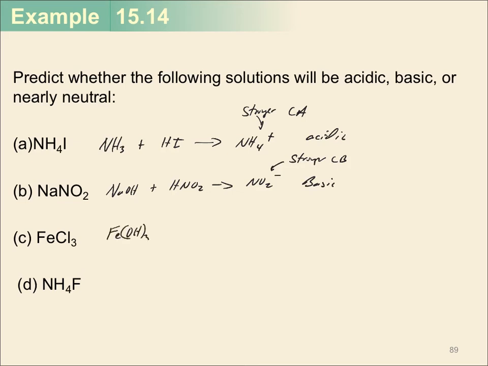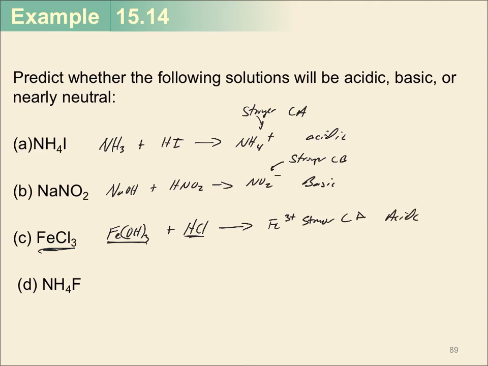Fe(OH)3 plus HCl is a way you can think of this. This is not a strong base. It's a weak base with a strong acid. So the iron 3 plus ion is going to be a stronger conjugate acid. So the solution is going to be acidic.